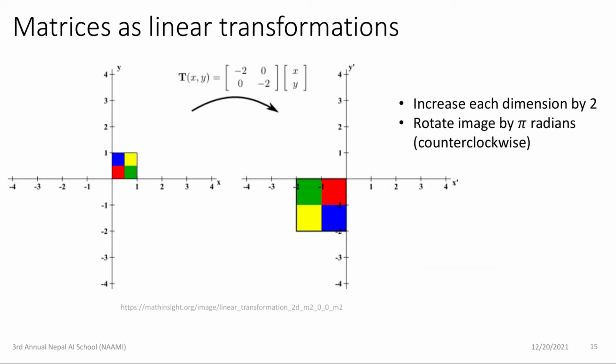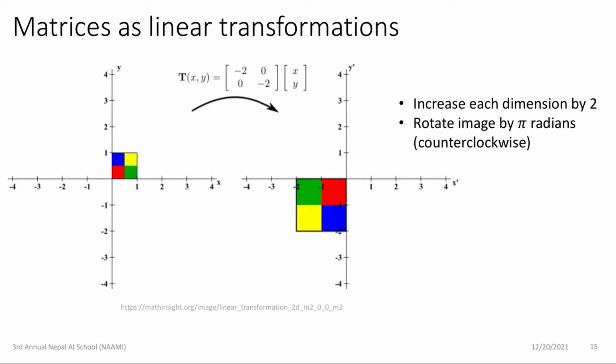Matrices can also be thought of as linear transformers. How can you transform or rotate, linearly transform, any coordinate system into another coordinate system? For example, this matrix, which is -2, 0, 0, -2, transforms this coordinate system into this. This red square gets transformed into this red square, which is now to the bottom left of the origin. The yellow one also gets transformed. Similarly, the dimensions of the square, which were 1 by 1, are now increased to 2 by 2.